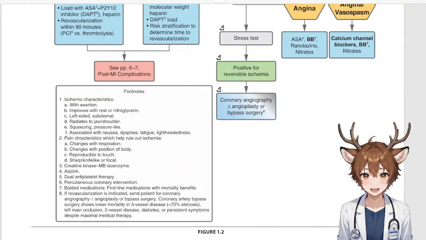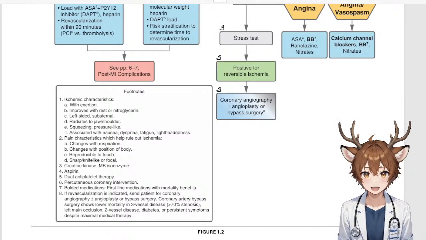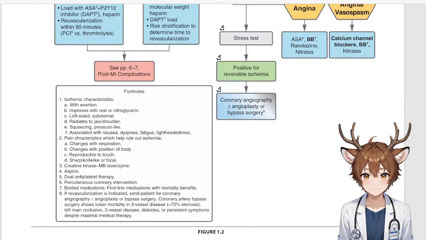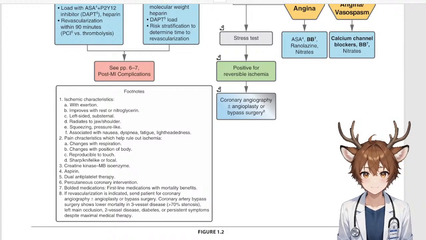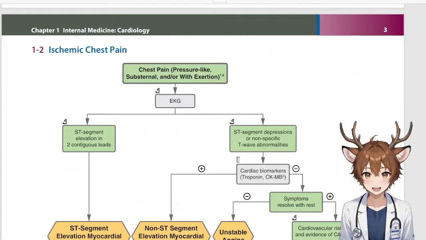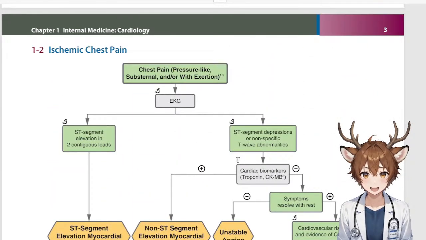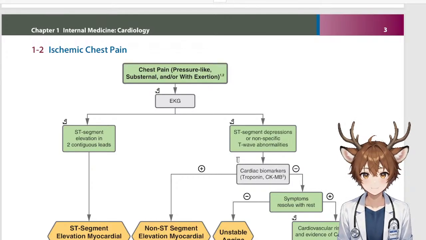So we were talking before about ischemic characteristics. What about things that rule out ischemia? Changes with respiration, changes with position of the body, reproducible to touch, and sharp, knife-like, or focal. Those imply non-ischemic causes. So let's say we have that chest pain. Maybe it's ischemic, maybe it's not. We're saying here pressure-like, substernal, and/or with exertion. Let's do an EKG.